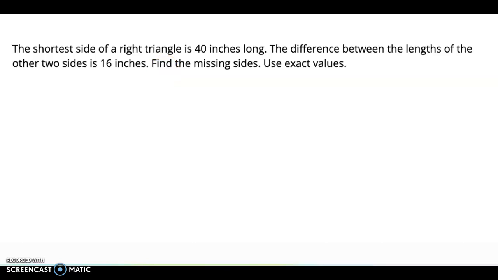The shortest side of a right triangle is 40 inches long. The difference between the lengths of the other two sides is 16 inches. Find the missing sides, use exact values.